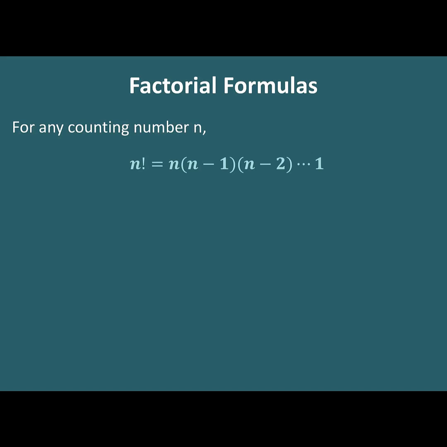Factorial formulas. For any counting number n, n factorial is defined as n times n minus 1 times n minus 2 times n minus 3 times n minus 4, all the way down to 1. Keep in mind that 0 factorial equals 1, a very important side note. So as an example, 5 factorial means simply 5 times 4 times 3 times 2 times 1.